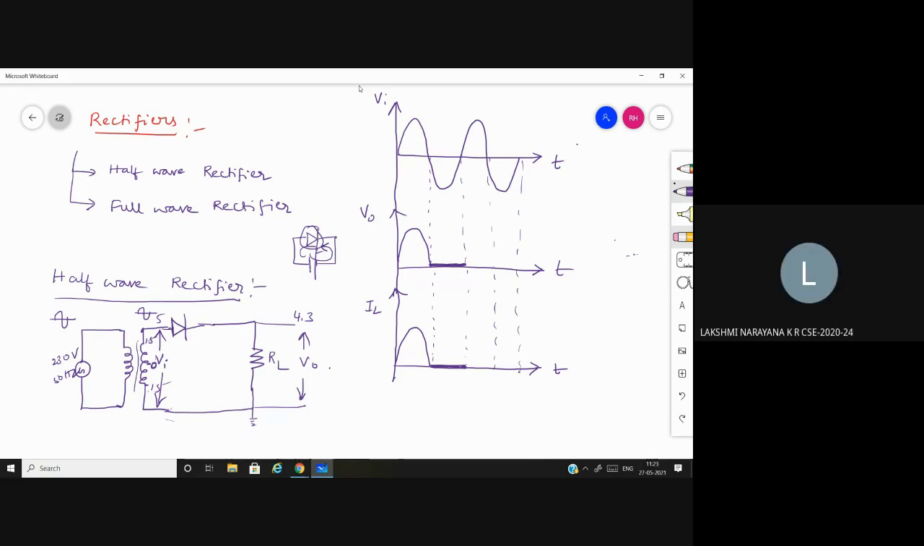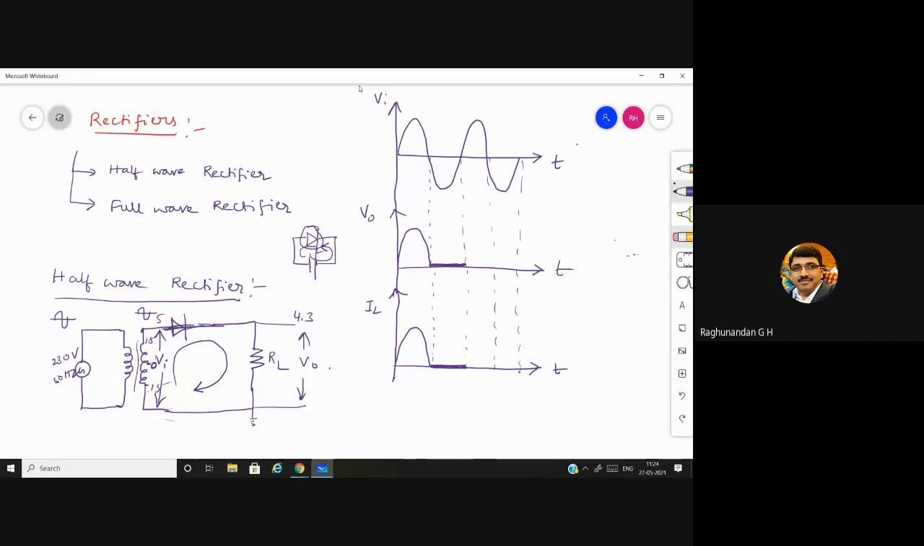The direction of current and the way in which the diode is kept, it will be in forward biased condition. So we can expect a waveform in the positive direction. Again, in the clockwise direction the current starts flowing and the diode gets forward biased. Since it is forward biased, it acts like a short circuit.